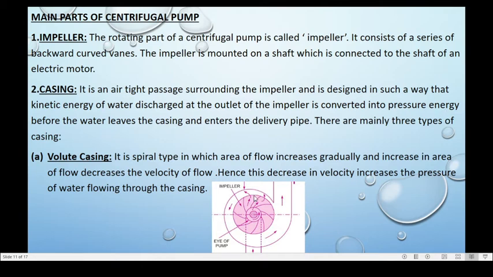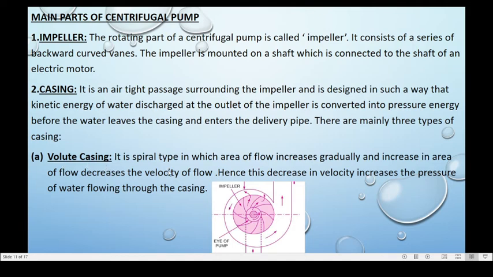So it is designed in such a way that the kinetic energy of water discharged at the outlet of the impeller is converted into pressure energy as the area is increasing. So velocity is decreasing, kinetic energy is decreasing and pressure energy is increasing. So it is converted into pressure energy before it leaves the casing and enters the delivery pipe. And there are mainly three types of casing.